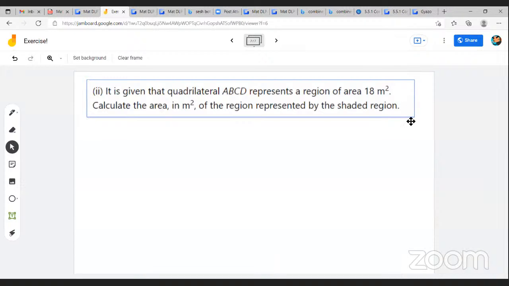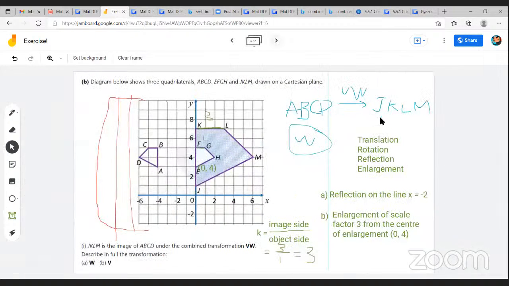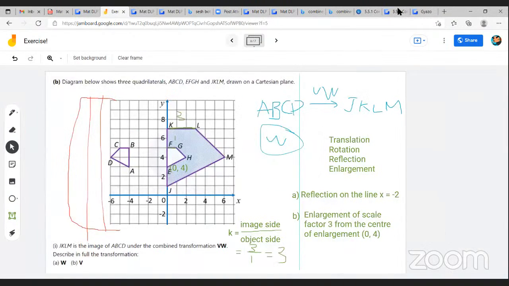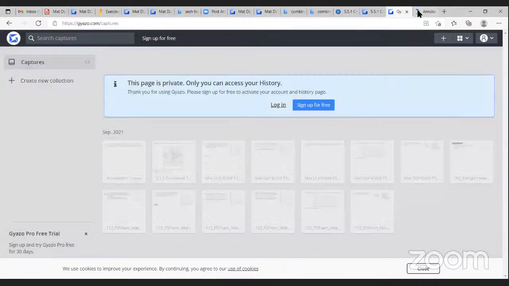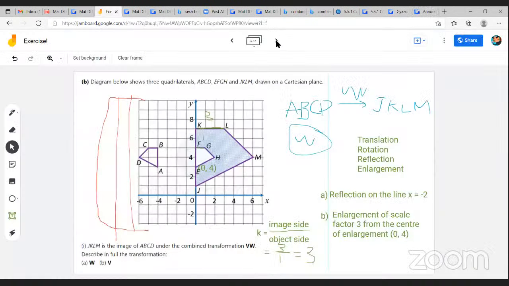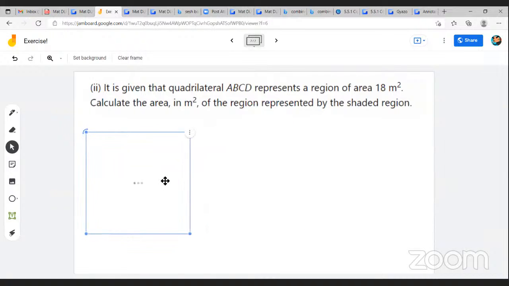Okay, so it is given that the quadrilateral ABCD represents a region of area. Maybe I should put this with the previous thing. How do I do this? Okay, wait, give me a second. Let me just take this one more time, and then we should be good to go. Okay, copy image, and then we can proceed to page 7.